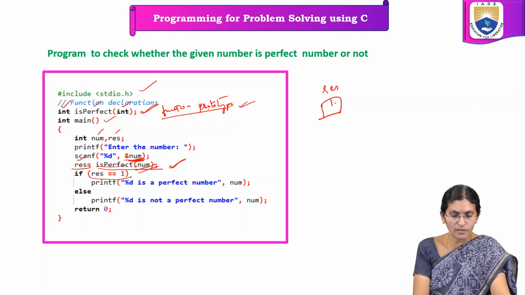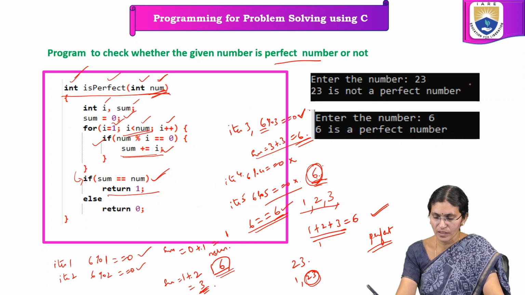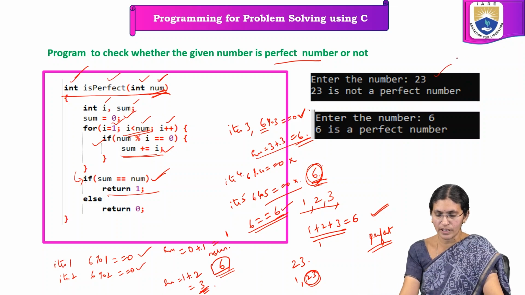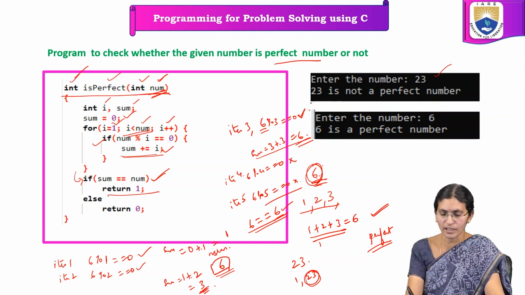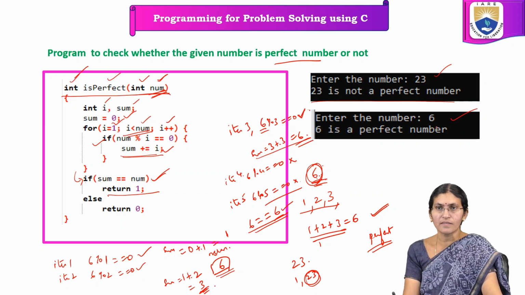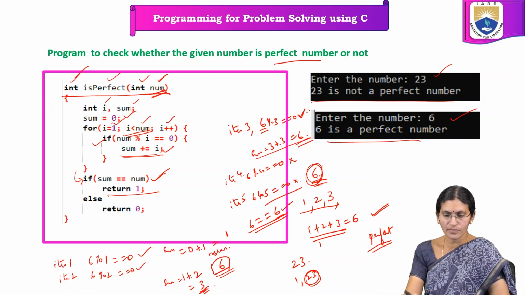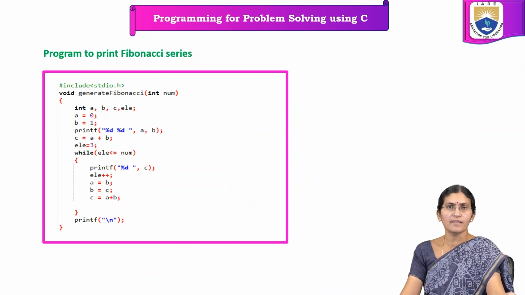So if res is equal to 1, then it is to be printed that the given number is a perfect number. So we have evaluated two test cases. When we run the program, in the first test case we give the number 23 and the output is 23 is not a perfect number. Then when we enter the number 6 in the second test case, the output is 6 is a perfect number. In this way, we can write the program to check whether the given number is a perfect number or not. Next program is to print Fibonacci series.